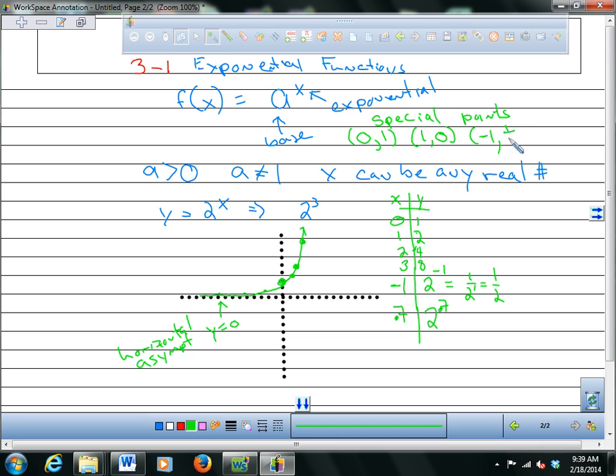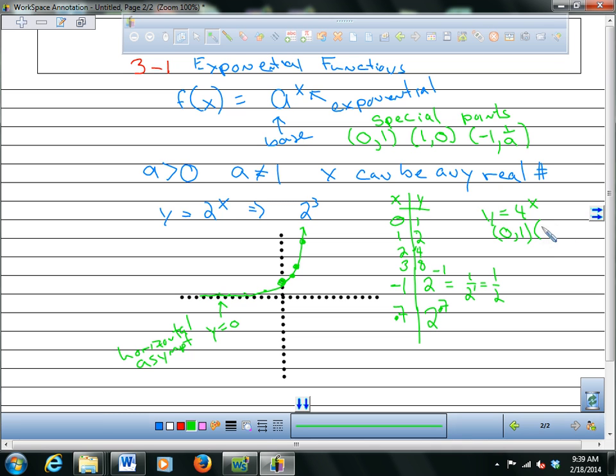1 over A. So those are some special points for all of these functions. If you have y equals 4 to the x, it's always going to go through 0, 1, unless it's shifted up or shifted left or shifted right or something like that. It's always going to go through 0, 1.